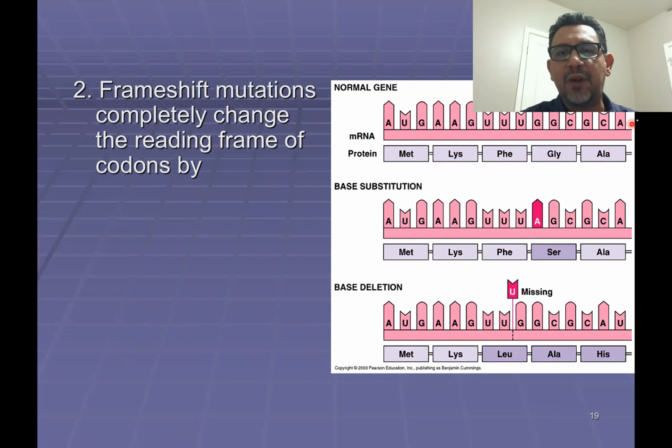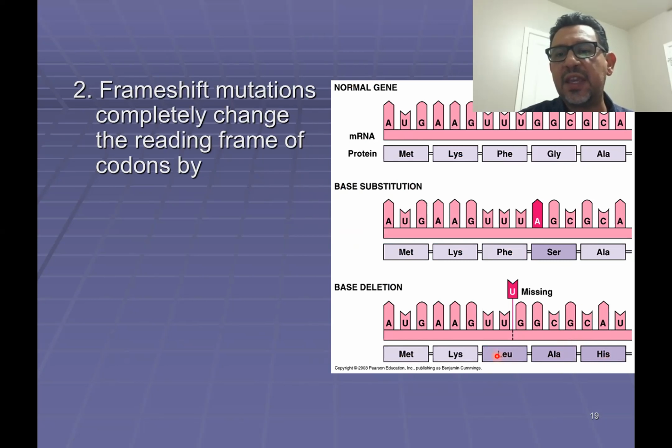If, however, one of the bases gets removed, in this case one of the three U's is taken out, what it does is pull all of the other bases up one location, changing the frame in which these codons are going to be read. If every other base after the deletion moves up one location, the new codons will be UUG, which calls for leucine, GCG, which calls for alanine, and CAU, which calls for histidine.